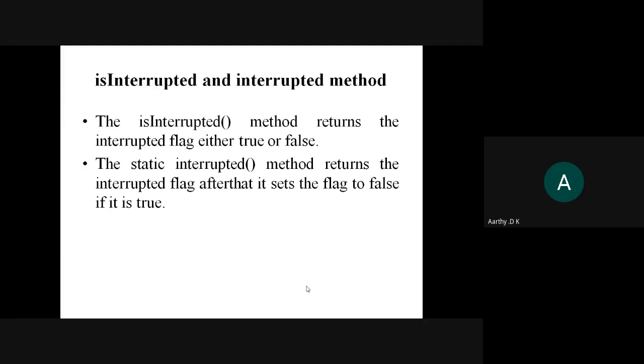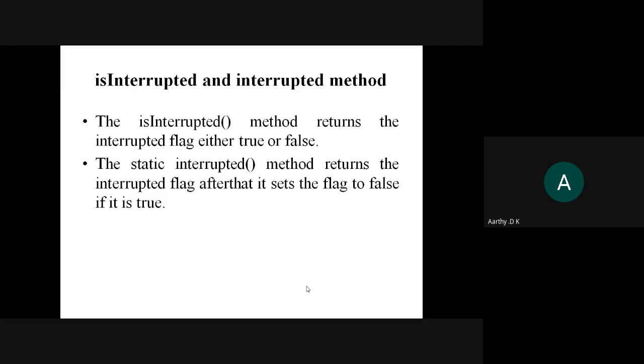If isInterrupted is called, the method returns the interrupted flag, either true or false, whether the thread has been interrupted or not. Next is the interrupted method, which returns the interrupted flag. After that, it will set the flag to false if it was true. As I told you in the second case, if you interrupt a thread which is neither in sleep nor in wait, then your interrupted flag is set to true.